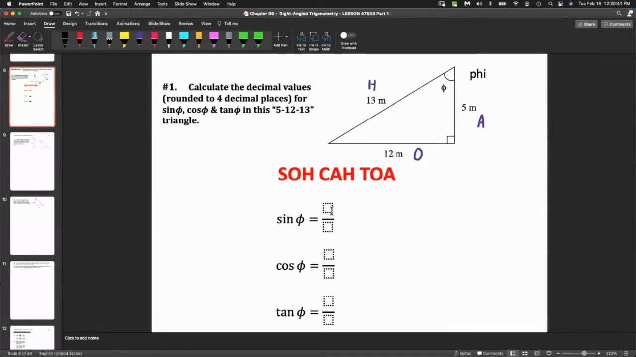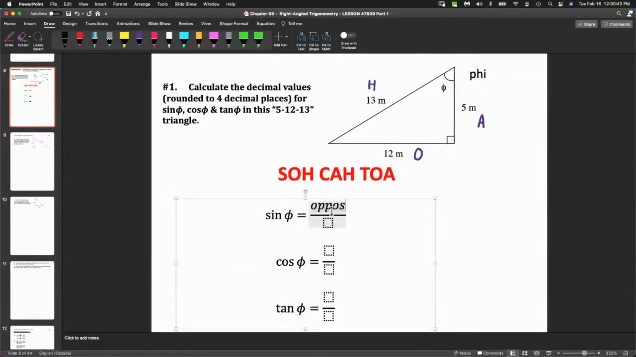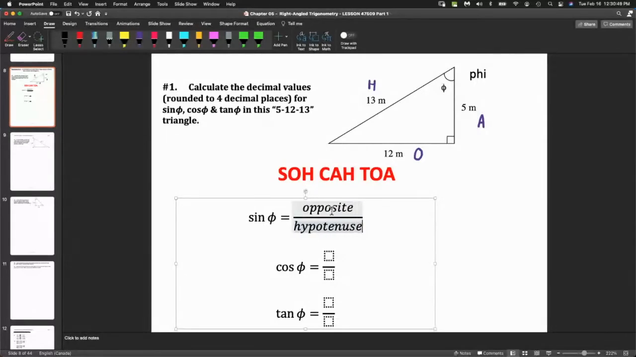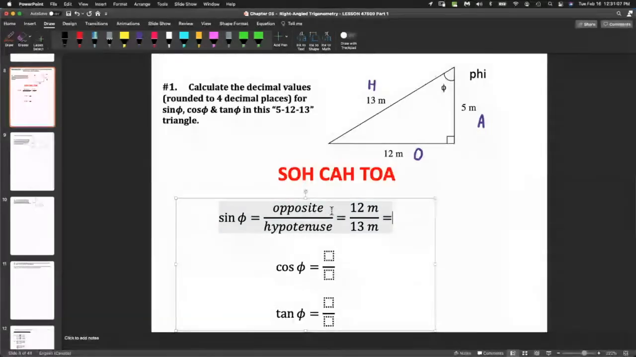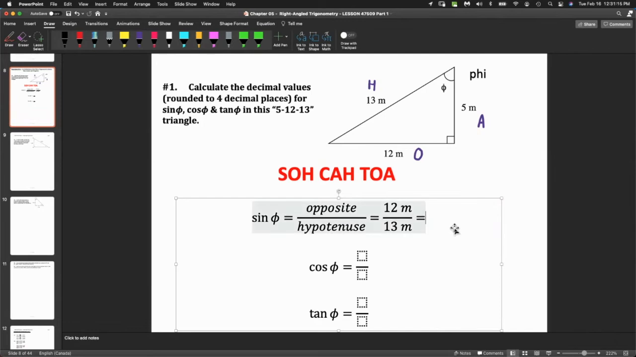Anyway, going back to the definition here, sine is opposite over hypotenuse. So in this case, the opposite is 12, and the hypotenuse is 13. So the answer is 12 divided by 13. Can someone give me 12 divided by 13? 4 decimal places. Sorry, Ram. Thank you, Ram. 4 decimal places. Anybody have it to 4? Thank you.